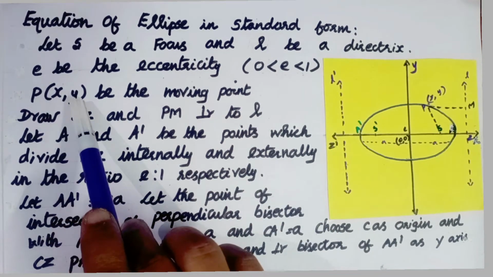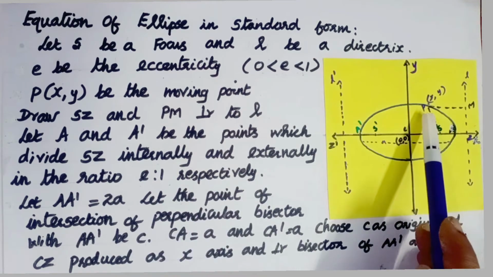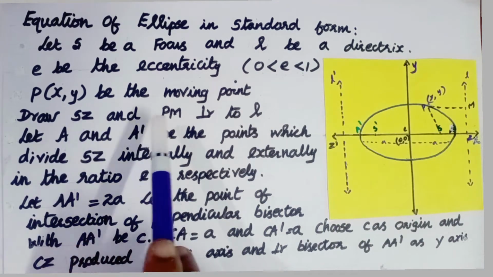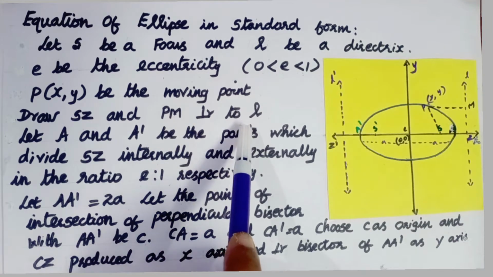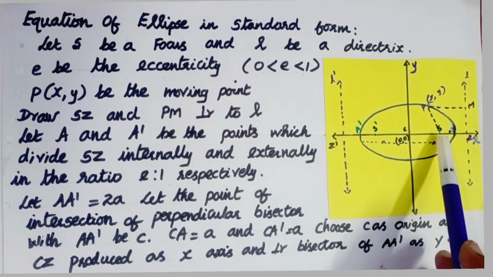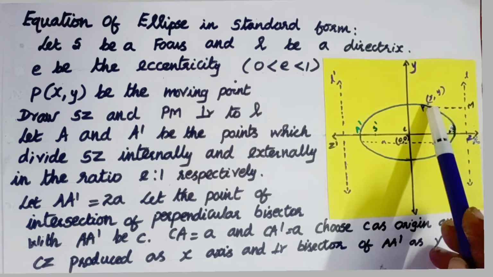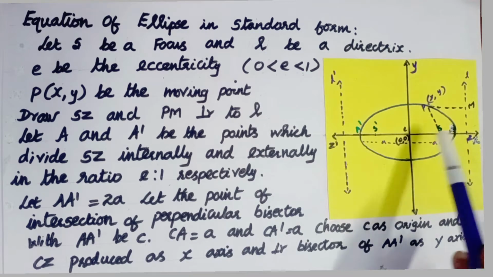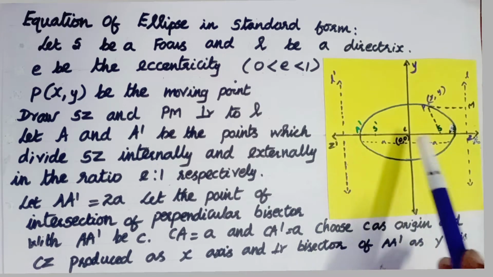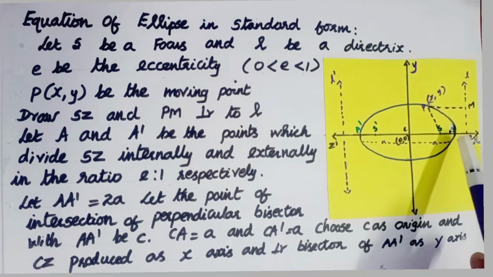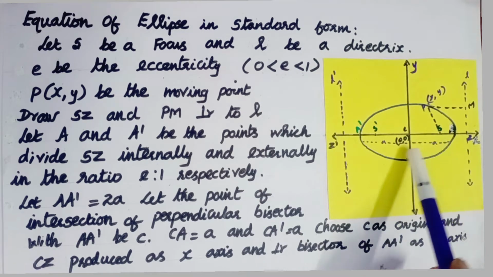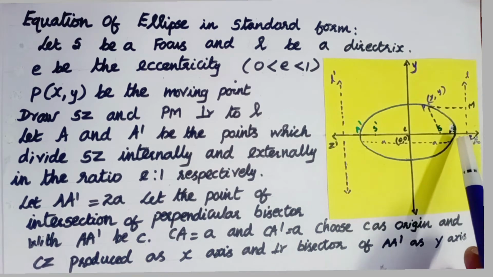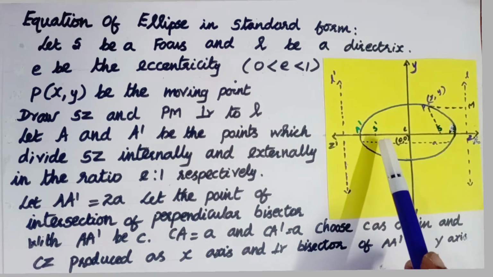And P(x, y) be the moving point. That is, it is a moving point on the ellipse. And draw SZ and PM perpendicular to L. So see the diagram. Here draw SZ and PM perpendicular to L. Let A and A dash be the points which divide SZ internally and externally in the ratio E:1 respectively. Now let A dash be 2A.